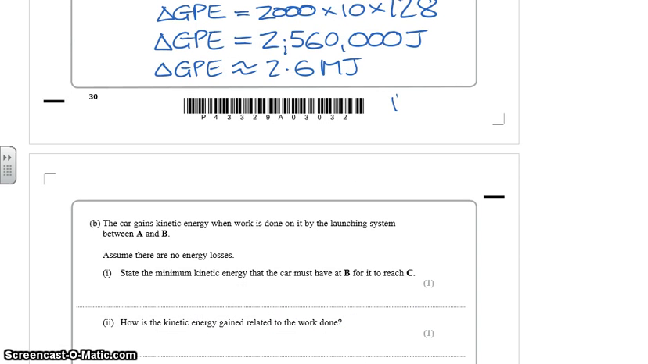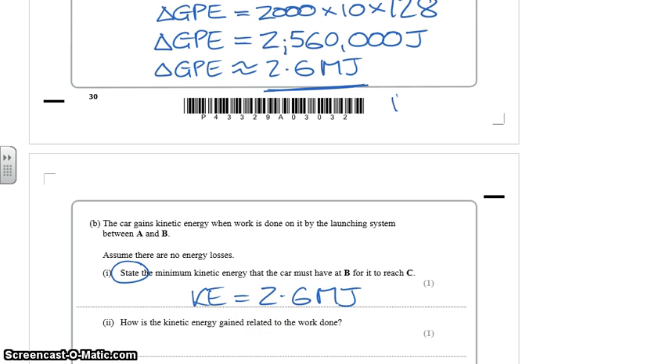For part B, the clues are in the question. The command term there is state, which means that you should just be able to write it down without any further calculation on your part. So the minimum kinetic energy that the car must have, if it's going to have enough energy to get over the rise, and it's got 2.6 megajoules of gravitational potential energy, then the kinetic energy that it must have as an absolute minimum is the same, 2.6 megajoules.